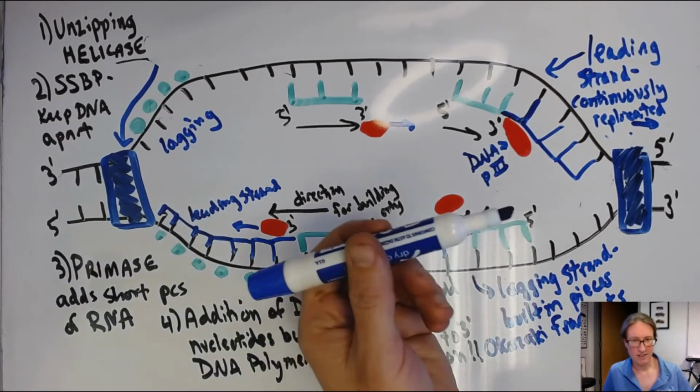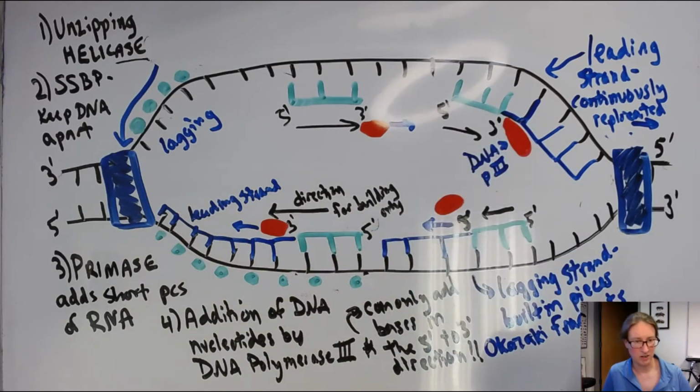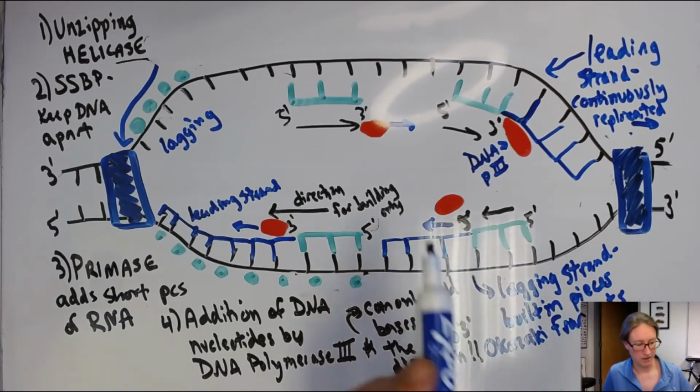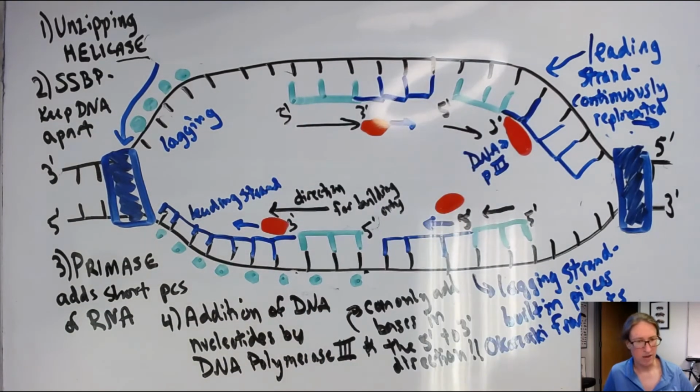Okay, so helicase is going to keep going and zipping. We're going to have continuous elongation up here. We're going to have pieces of DNA added in chunks down below on this lagging strand. And so that can continue for quite a while. But eventually what needs to happen is we need to replace these pieces of RNA with DNA, so we have a final DNA molecule.